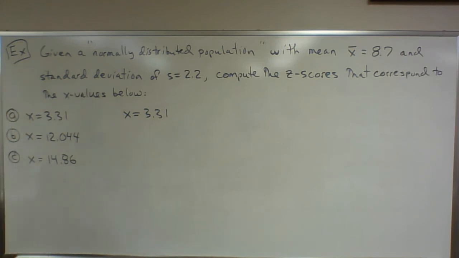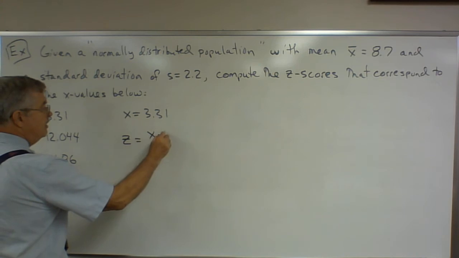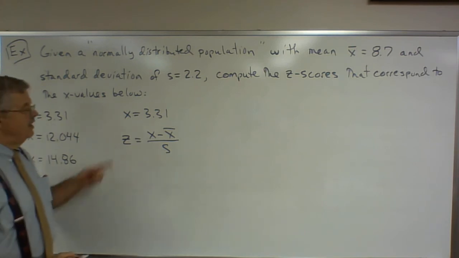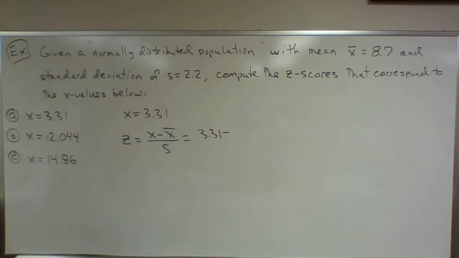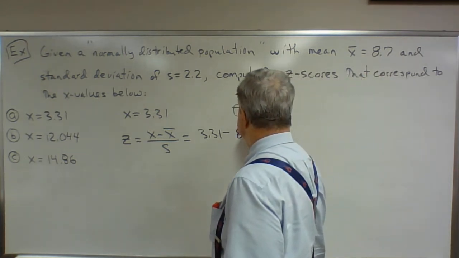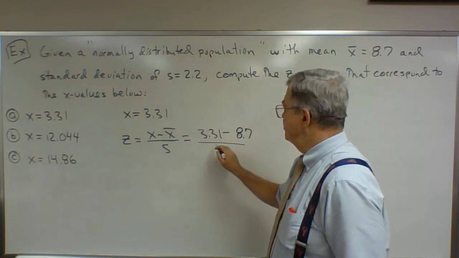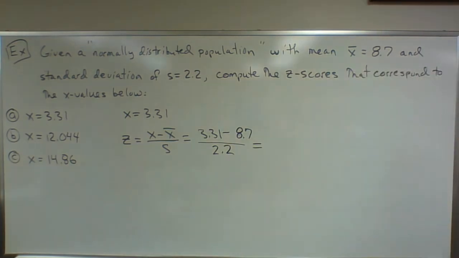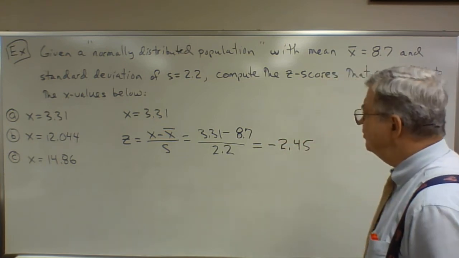We use our z-score formula. Do you remember what it is? Z equals x minus x bar over s. Here's our x. X is 3.31. X bar, 8.7. All over S, the standard deviation, 2.2. And if my computations are correct, that gives me a z-score of negative 2.45.